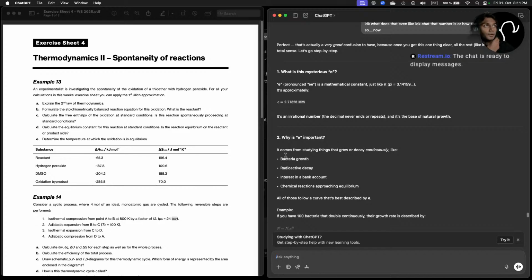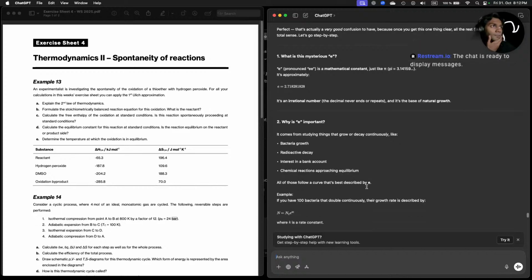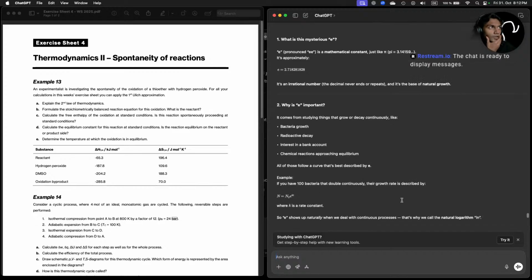Why is E important? It comes from studying things that grow or decay continuously, like bacteria growth, radioactive decay, interest in bank accounts, chemical reactions approaching equilibrium. All those follow a curve that is described by E. If 100 bacteria double continuously, their growth is described by N equals N0 times E raised to KT. So E naturally shows up when we deal with continuous processes.